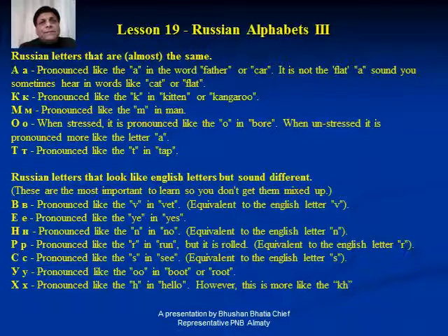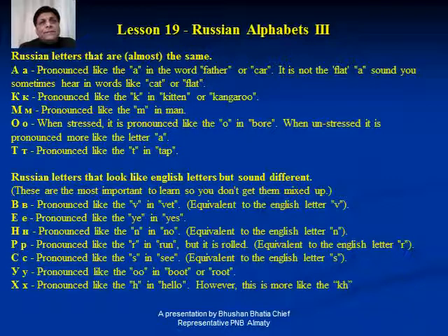Then ka, of course, is like English K, as if it is used in kangaroo, kite, kitten, so it is ka. Then ma, again, is used the same way as M in English, like man, master, so this M is used in the same way.